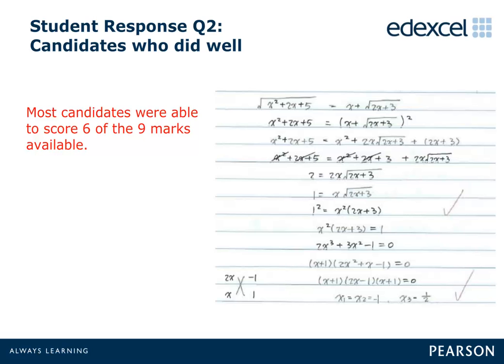Question 2. Most candidates were able to score 6 of the 9 marks available. Typically, this was done by squaring both sides, rearranging and squaring again to get a cubic equation. This could be easily solved by factorization.